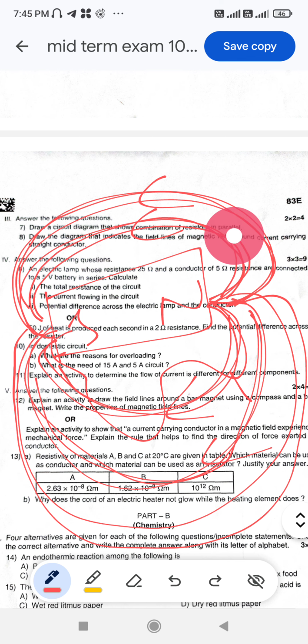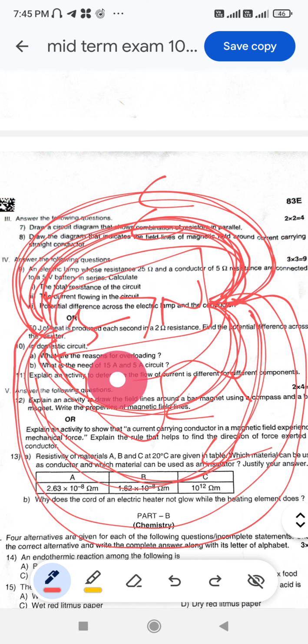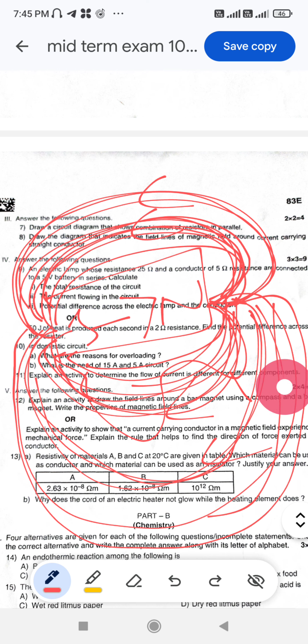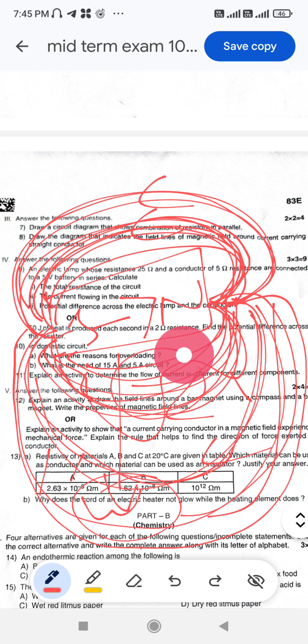They emerge from the north pole to the south pole. Inside a magnet, the direction of field lines is south pole to north pole, and they are closed curved lines. How close they are to each other indicates a stronger magnetic field. Where they are near, there is more magnetic field; where they are away, like this distance here, there is a weak magnetic field here and a strong magnetic field here.